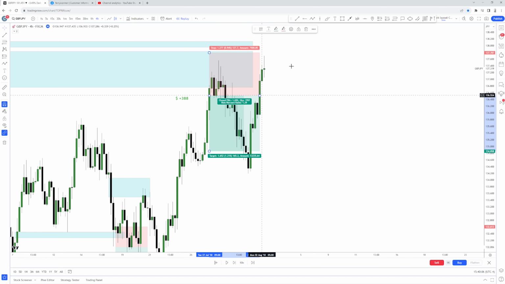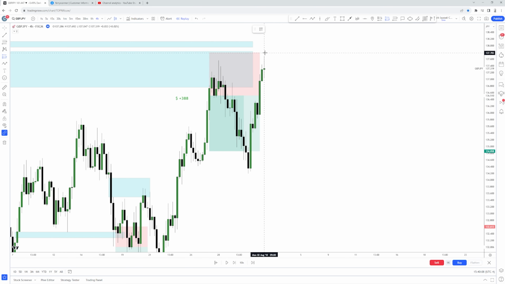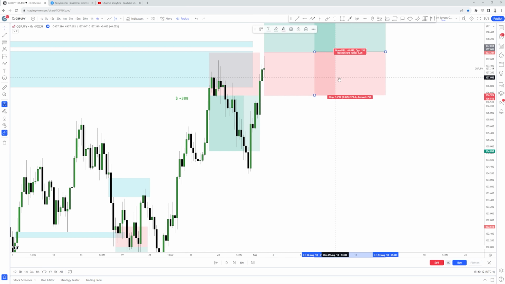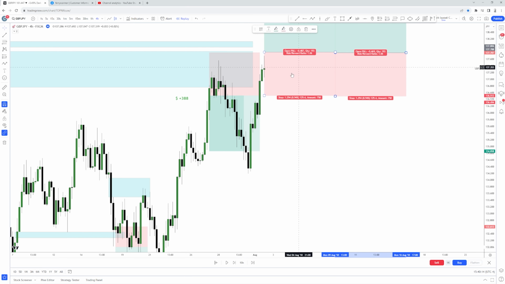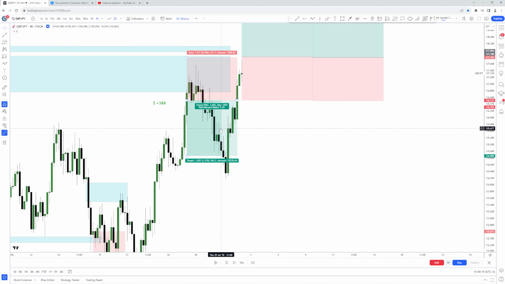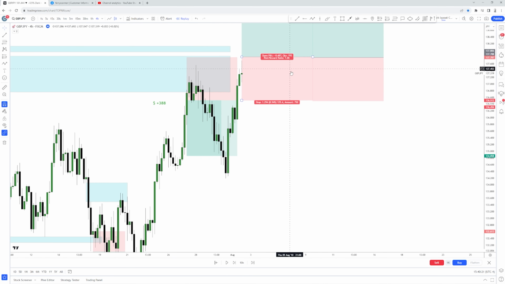Now, if this wouldn't have played out, then you should open two buys now, exactly right here. And of course, you wouldn't have a stop loss. You would just open two buys to compensate for this down here and of course for this.